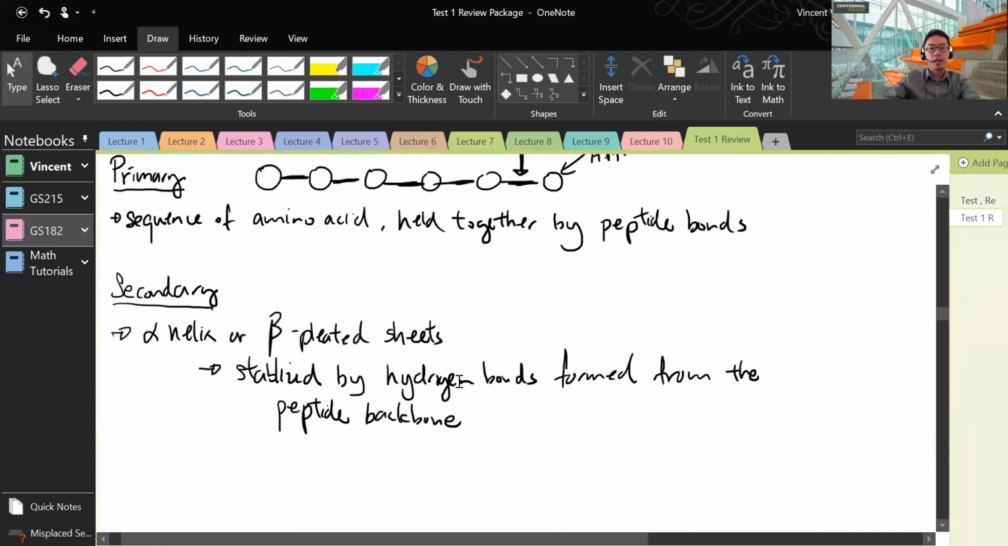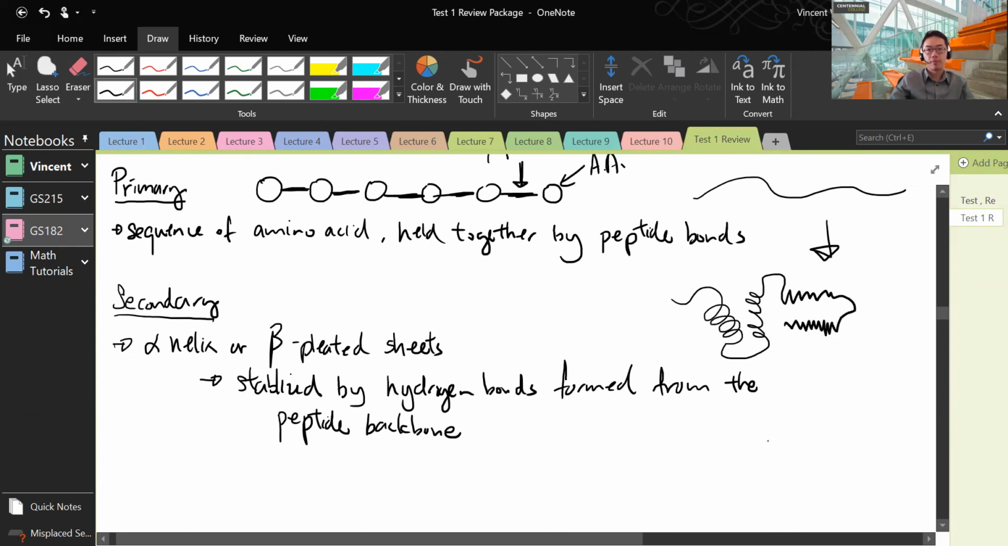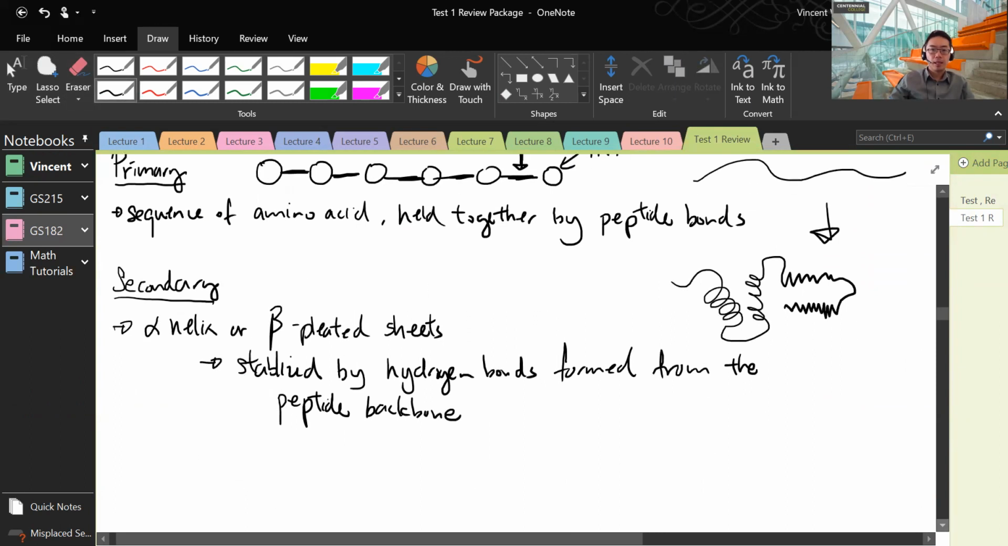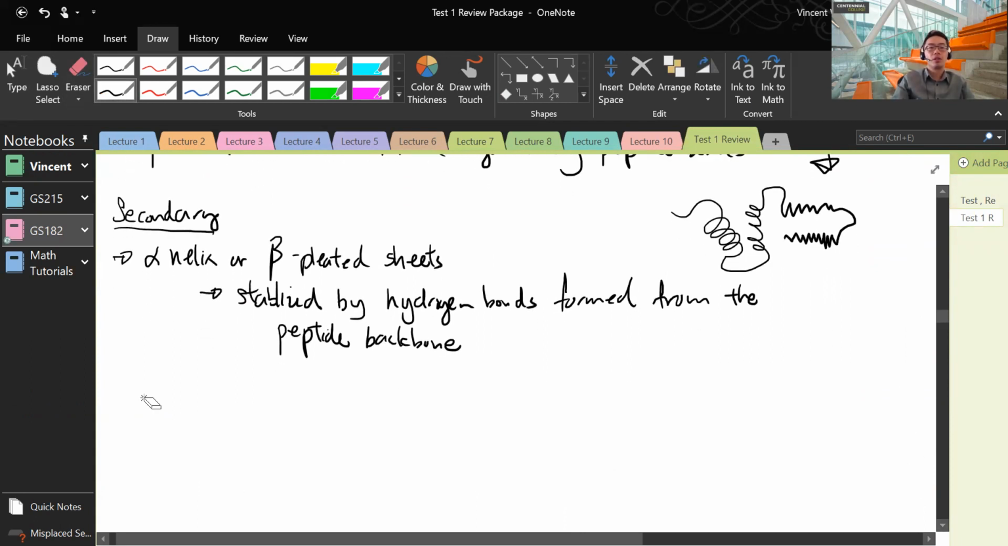Okay, so over here, stabilized by hydrogen bonds formed from the peptide backbone. So again, right, this primary structure that you have, it's now going to fold up. Right? Some parts going to have the helix, some parts going to have the zigzag, right? The pleated sheets. Okay. These can easily be disrupted with heat. Hydrogen bond is very weak. You can crank up the temperature and then it will start to melt apart.